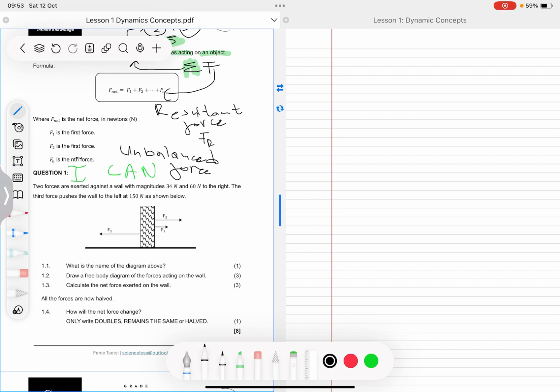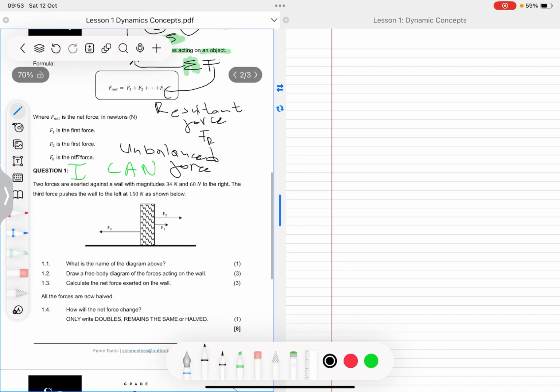So interpretation is, let's start with reading the question. Now I'm going to read the question. The question says, two forces are exerted against a wall with magnitudes 34 newtons and 60 newtons to the right. If you look at this diagram, you'll see that 34 is less than 60. And if you look at these two vectors here, F1 and F2, you would see that F1 is smaller than F2.